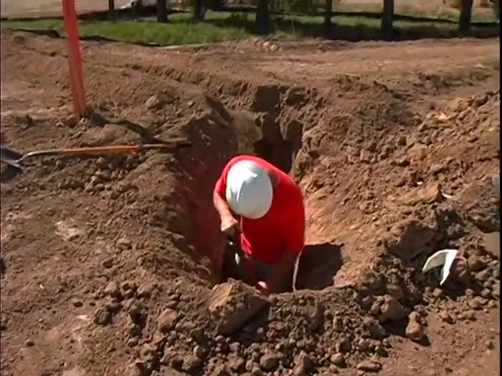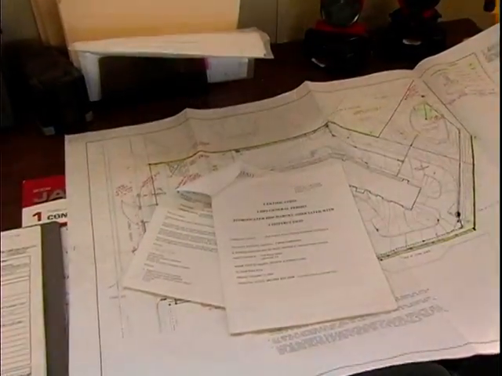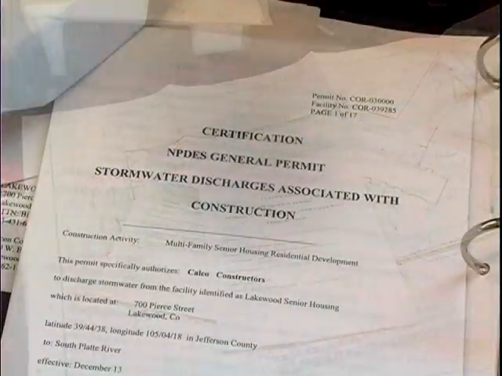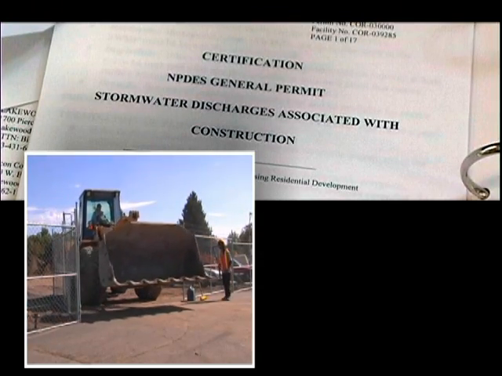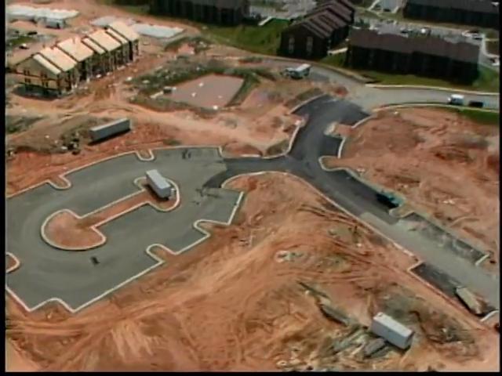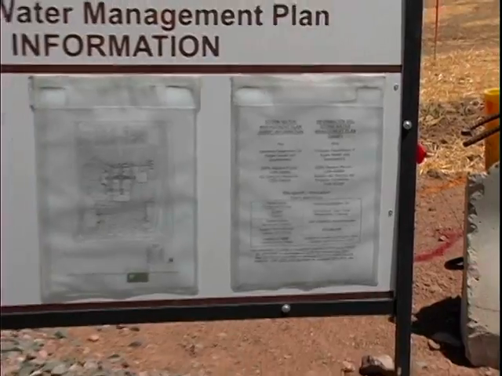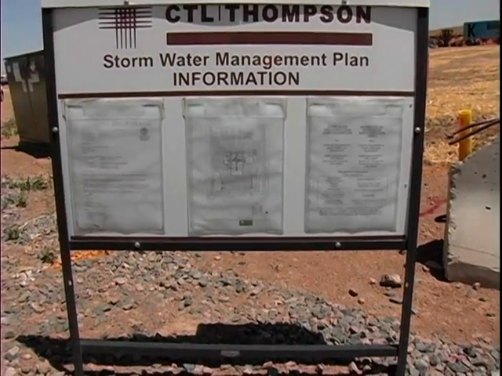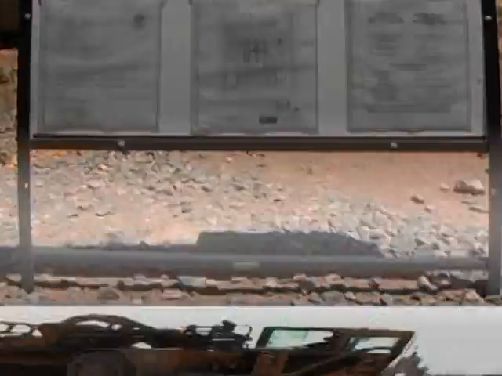Before commencing any work at a site, the owner or the general contractor must obtain coverage under a general permit for stormwater discharges from construction activities. This permit is issued by the EPA or state environmental agency and sets out what must be done at the job site to protect stormwater runoff from polluting our streams and rivers. You can see a copy of this permit for yourself at most job sites. Often, it is posted right at the front gate for all to see.